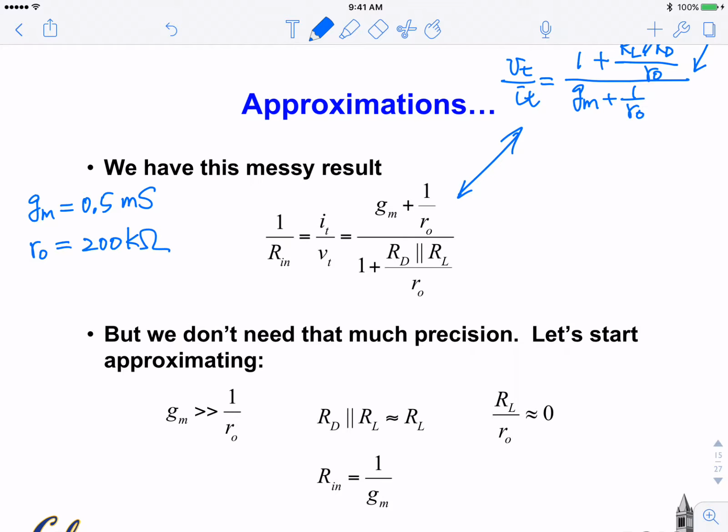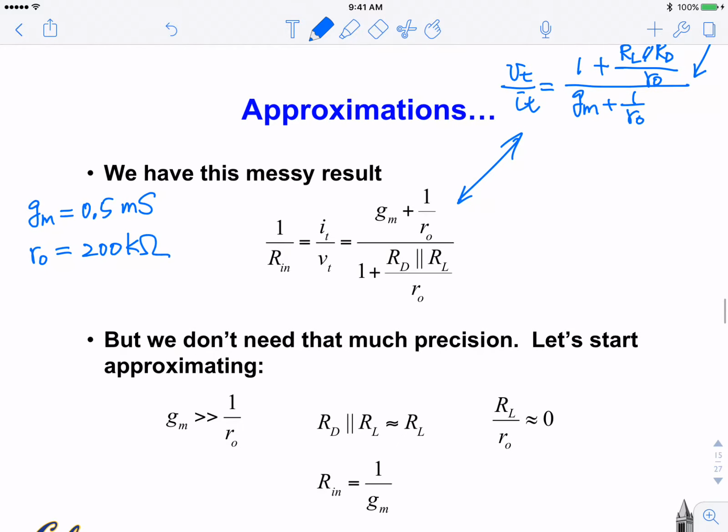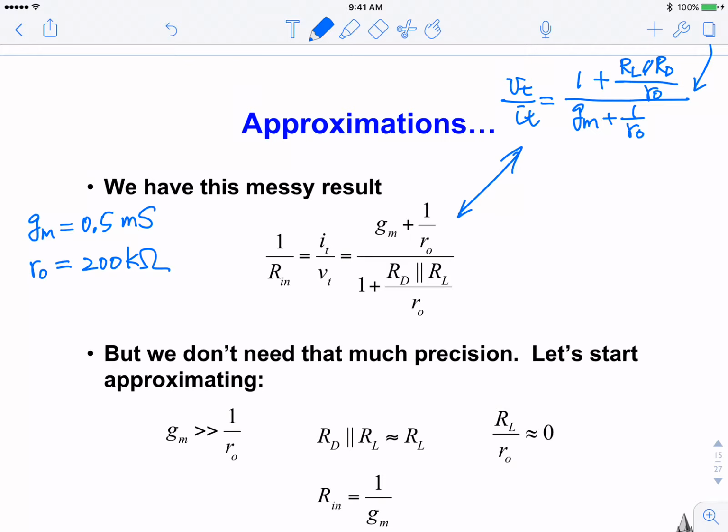Okay. So here, let's see, comparing the two terms. Let's look at this equation. GM is 5 times 10 to the minus 4 for the typical value here. And this 1 over R0 is 5 times 10 to the minus 6, right? So this term is way smaller. So you drop this term.